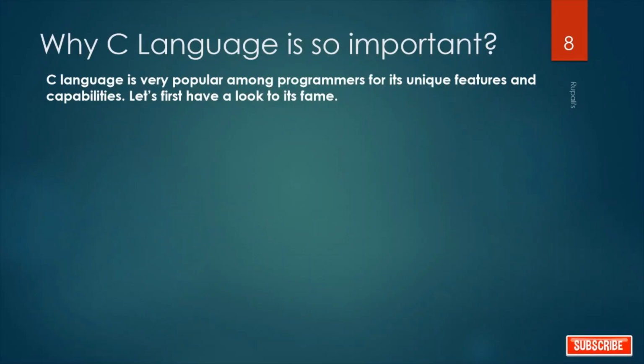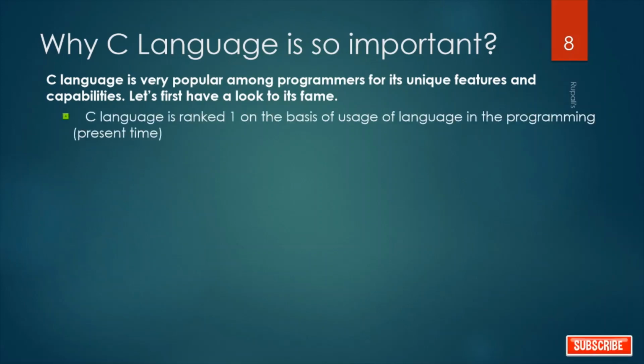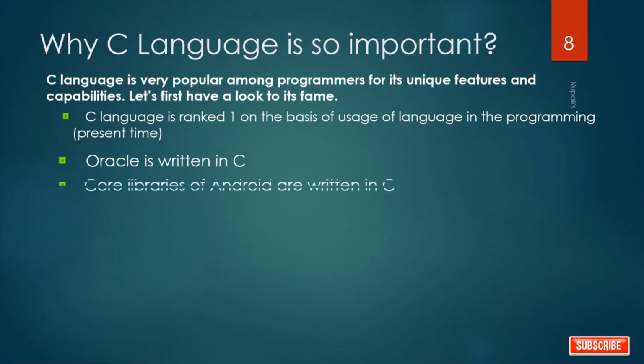Why is C language so important? C language is very popular among programmers for its unique features and capabilities. Let's first have a look at its fame. C language is ranked number 1 on the basis of usage in programming at the present time. Oracle is written in C. Oracle is a very popular database software. It is written in C.